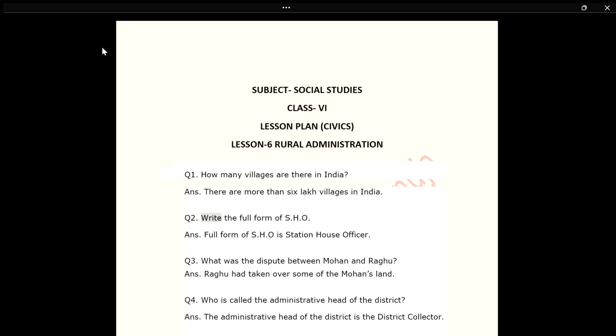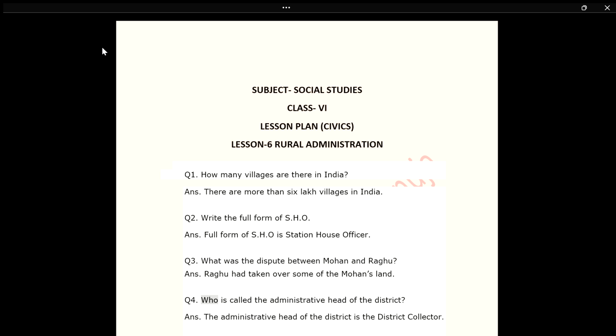Q2. Write the full form of SHO. Ans. Full form of S.H.O is Station House Officer. Q3. What was the dispute between Mohan and Raghu? Ans. Raghu had taken over some of Mohan's land.